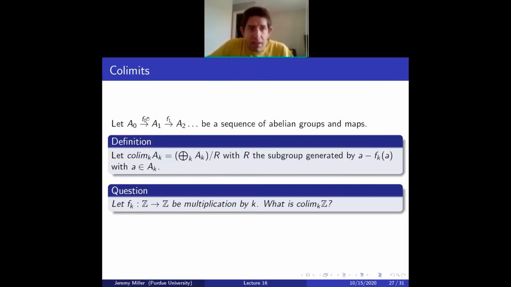On the other hand, let's say this F map is 0, well then we're identifying everything in A0 with its image. So everything in the kernel of these F maps doesn't contribute to the colimit because they're identified with their image, but their image would be 0. Okay, so here's an algebra question. Let Fk be the map from Z to Z that is multiplication by k. So here all of the A's are just Z. What's the colimit of Z's?